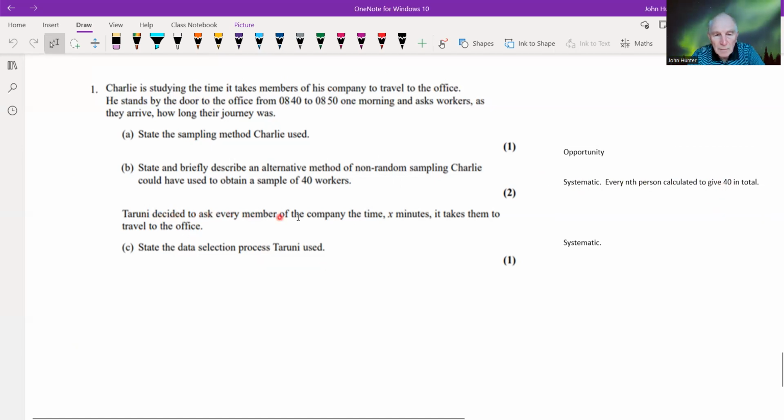Taruni decided to ask every member of the company the time, X minutes, it takes them to travel to the office. State the data selection process Taruni used. Well, we're basically sampling them all, aren't we? We're actually looking at the entire population. In all the categories I gave you above, it presupposes that we're taking some subgroup of the population. So you could only describe it as systematic: every one-th, every second, every 10th, every one. So systematic, I think we would say.